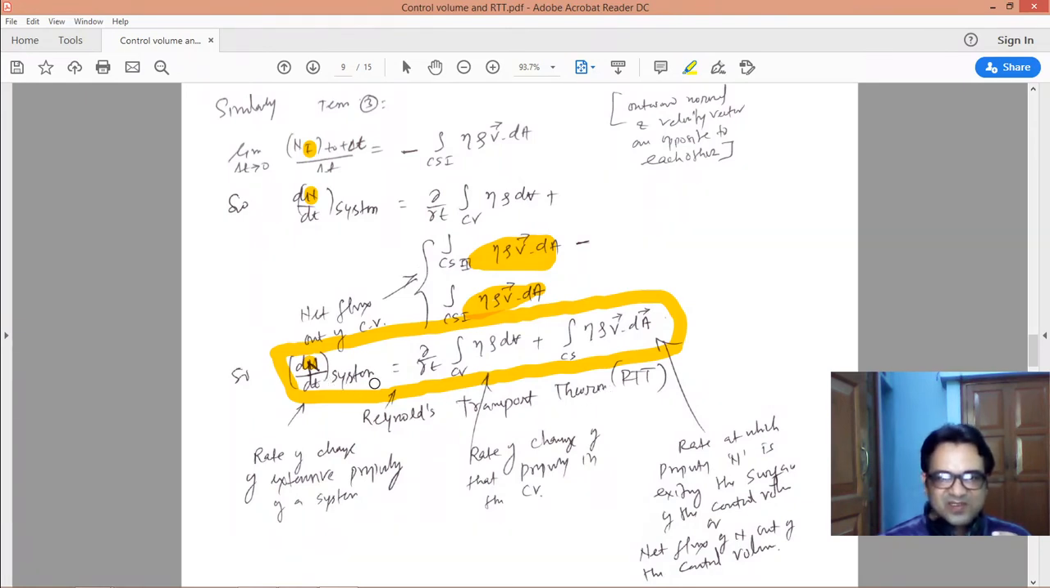Now we can use the two terms on the right hand side to replace the rate of change of any extensive property. So this is all about the Reynolds transport theorem, which is very important in the integral analysis of fluid flow.